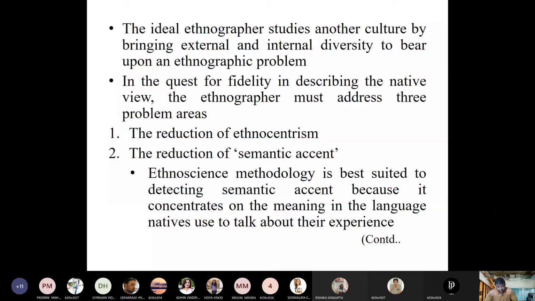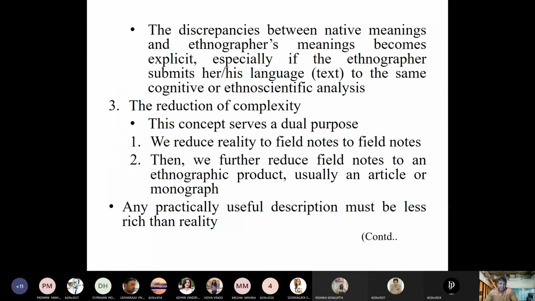The discrepancies between the native meanings and the ethnographer's meaning become explicit, especially if the ethnographer submits his or her language to the same cognitive and ethnoscientific analysis. Through that, I can look into what exactly the terminology I am using for this is and what terminology they are using for that, so that there will be a very clear-cut understanding of what purpose they are using it for.